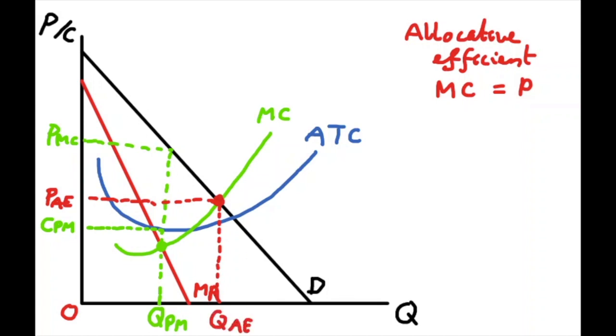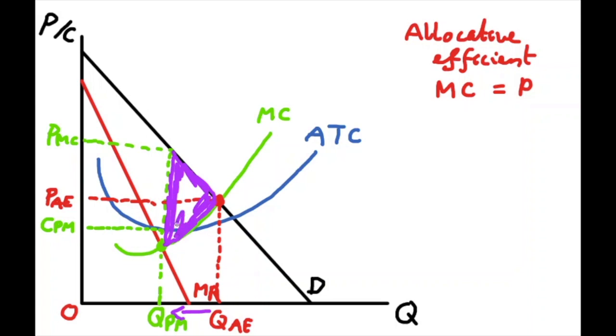So quantity allocatively efficient. What we see with a firm with market power is that it does not produce at this point. So it produces at a quantity that is far below this point here. And what that tends to do is it causes a deadweight loss. And the deadweight loss occurs below the demand curve and above the marginal cost curve. So what we have is a deadweight loss over here in this triangle. And we can fill that in.